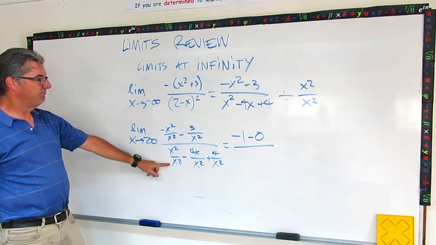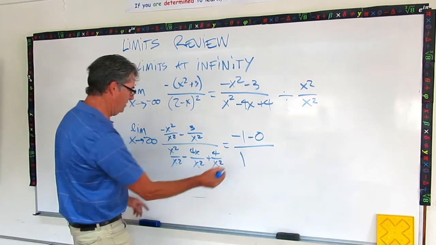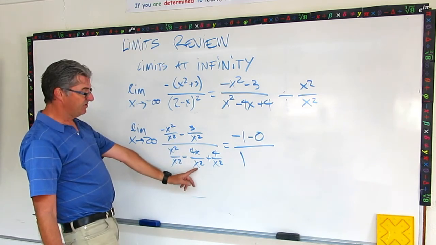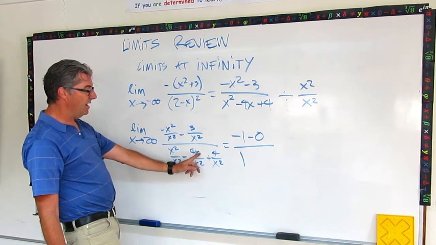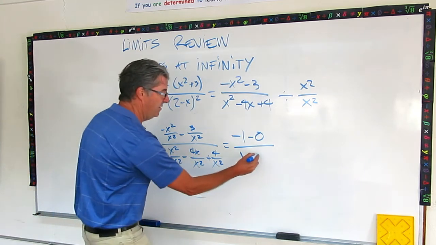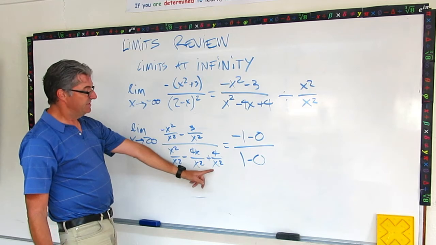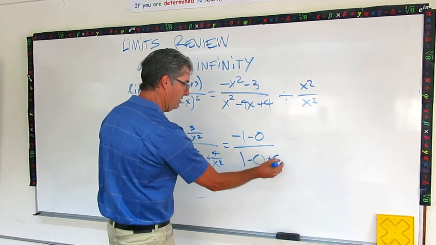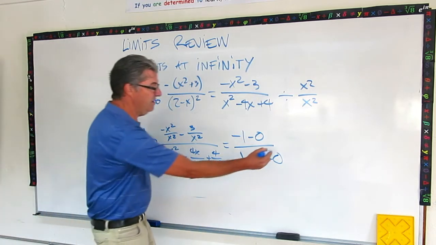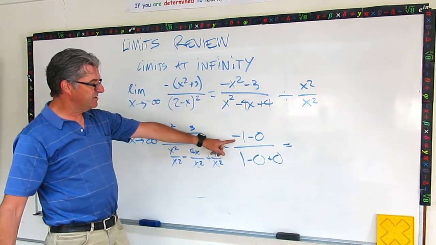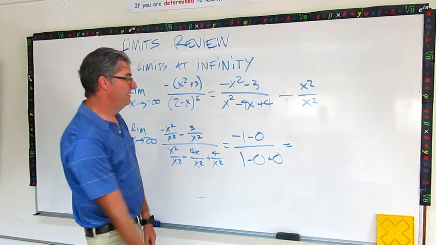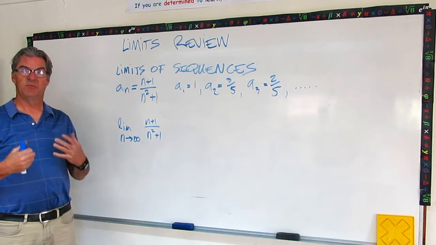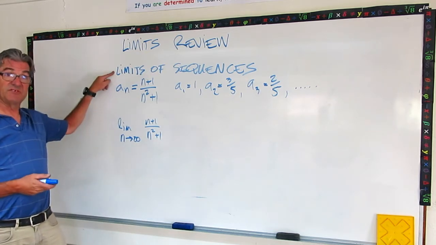x squared over x squared, that's just 1. 4x over x squared. When x goes to negative infinity, the bottom is going to grow really fast compared to the top. So this is going to go to 0. And what's going to happen to this one? Same thing as this one. It's also going to go to 0. So what do we get here? Negative 1 on the top, 1 on the bottom. So we're going to get negative 1. That's our limit.